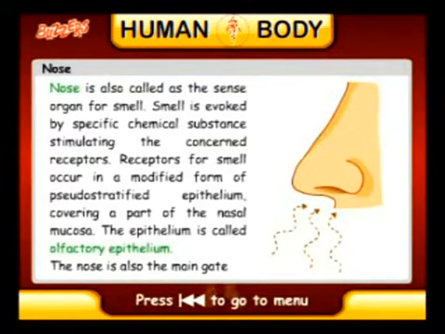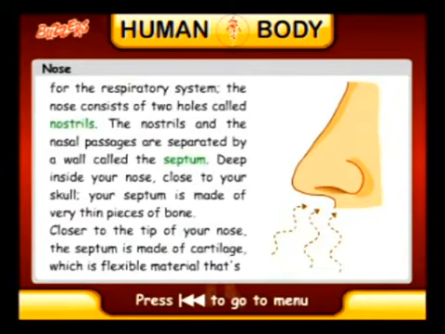Nose. The nose is also called the sense organ for smell. Smell is evoked by specific chemical substances stimulating the concerned receptors. Receptors for smell occur in a modified form of pseudostratified epithelium covering a part of the nasal mucosa. The epithelium is called olfactory epithelium. The nose is also the main gate for the respiratory system.